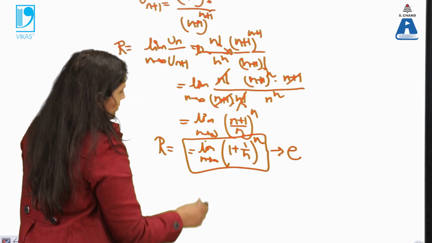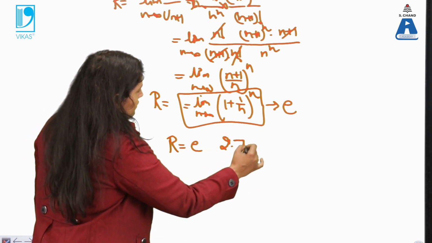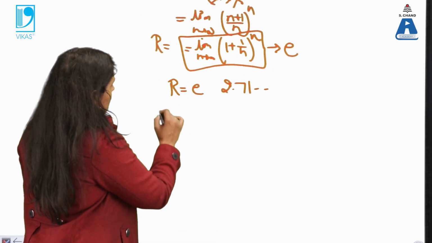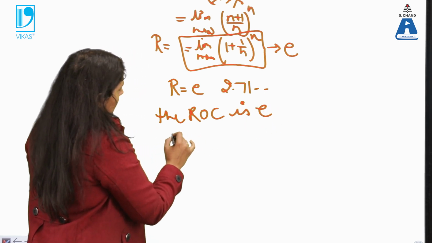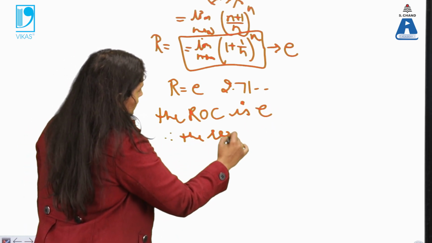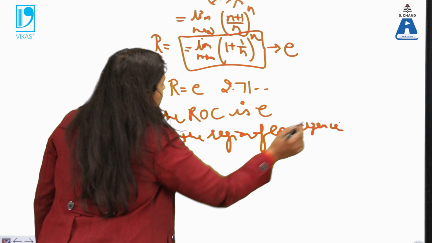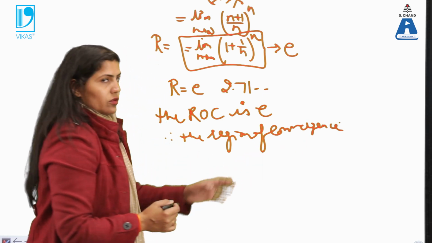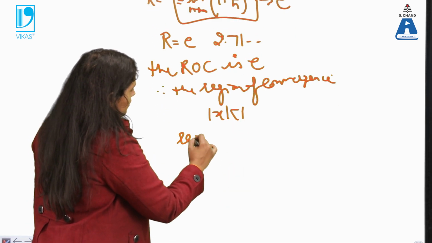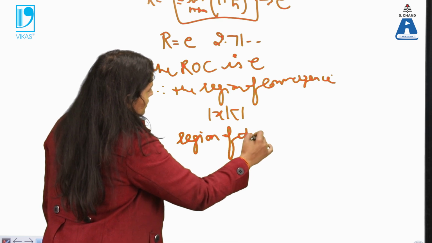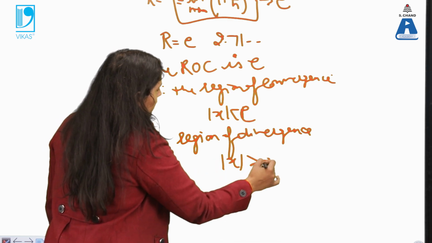So, it means this time my R is e, and I hope you remember the e value, that is 2.71 something. So, it means the radius of convergence is e, and therefore the region of convergence is a little bigger, if we compare, except infinity, because otherwise it was 1 only. Mod x less than e. It means the region of divergence is mod x greater than e.